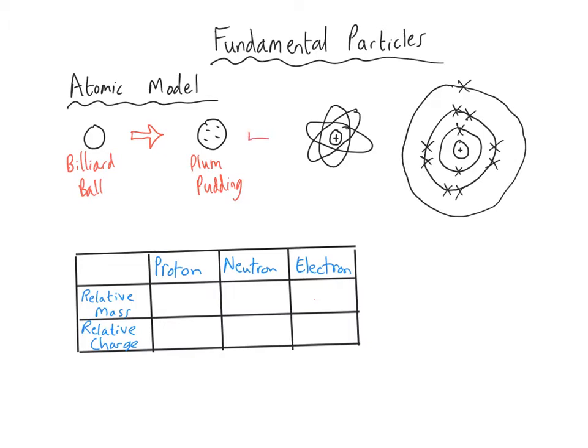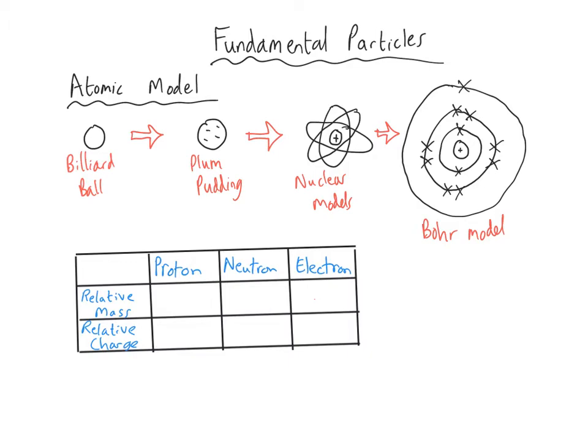And then that model changed with Ernest Rutherford's experiment with gold leaf, and we got the nuclear model, the idea that atoms have got a very small central nucleus and electrons are around the outside and most of it's empty space. And then that model changed over time to the Bohr model of the atom, and that consisted of the electrons arranged in energy levels.